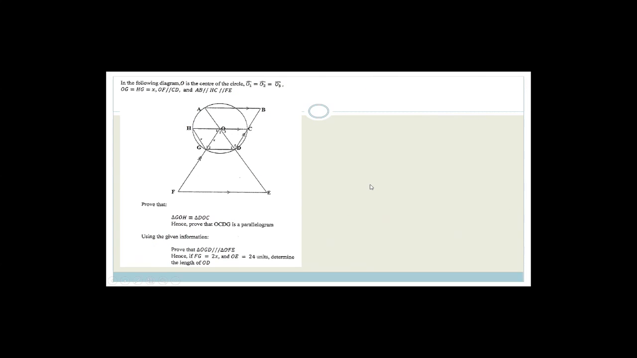Right, finally this question. It says that in the following diagram, O is the center of the circle. So they're telling us that O is the center of the circle. They're also telling us that O1, O2, and O3 are all angles in the circle and they're all equal. Okay, what else? Let's get some color going in here.